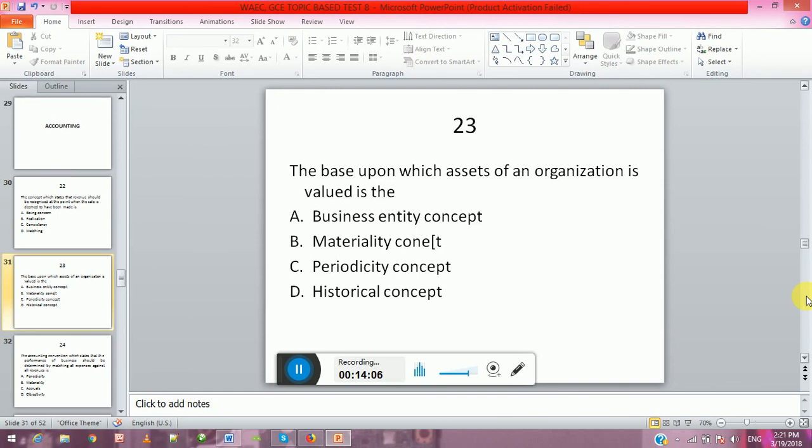The base upon which assets of an organization is valued is the A, business entity concept, B, materiality concept, C, periodicity concept, D, historical concept.